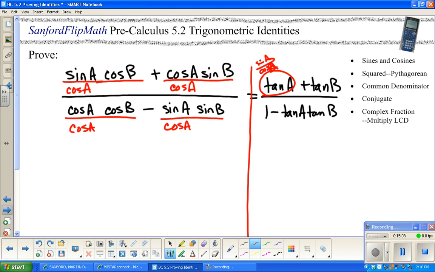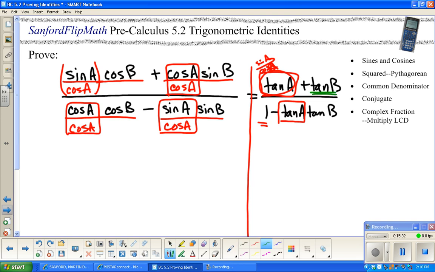So if I do that, just looking at the stuff that's going on here, this would be tangent A. That's this. This would be 1. That part of it, there is a 1. This would be tangent A. And this, that part would be 1. Okay.